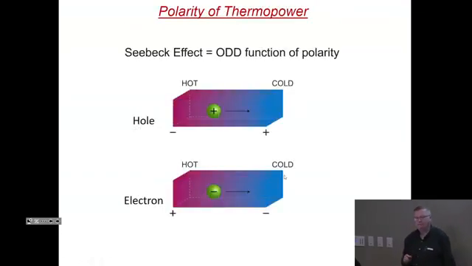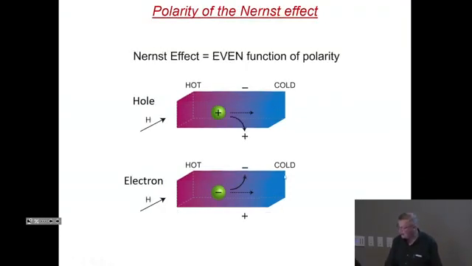Let's take a look at thermal power. So the thermal power, your carrier condenses on the cold side. So obviously if this is plus, you have more plus here. If this is negative, you have more minus there. That's an odd function of polarity. But let's take a look at the Nernst effect.